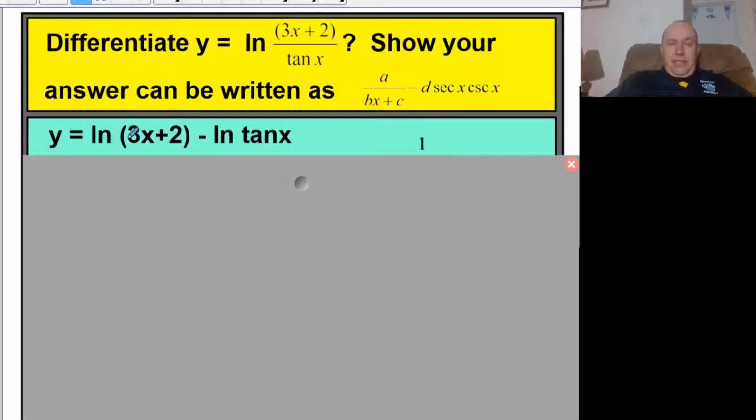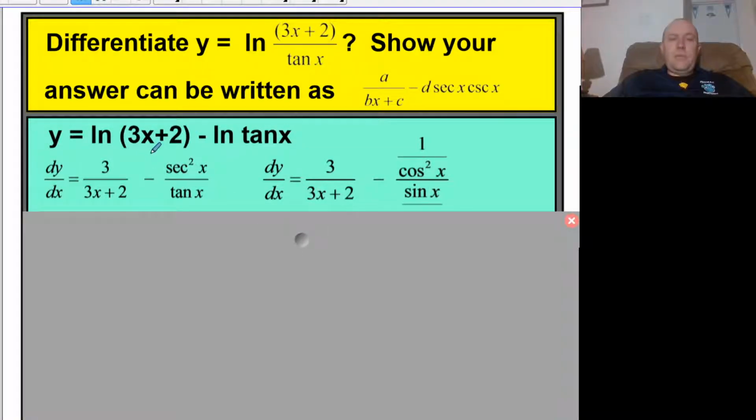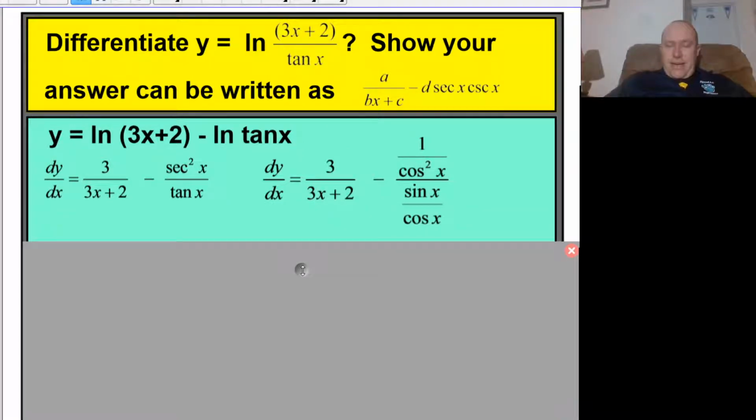So this one we actually answered in Unit 4. So the differential of 3x plus 2 is 3, and then put it over the original 3x plus 2. Differential of tan x is secant squared x, and then we can divide that by tan, which was the original term. If necessary, we can try and simplify this term here to see if there's anything that simplifies.